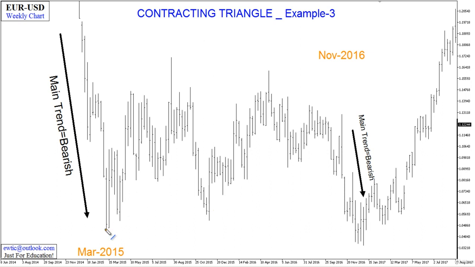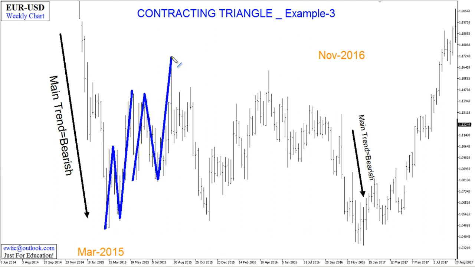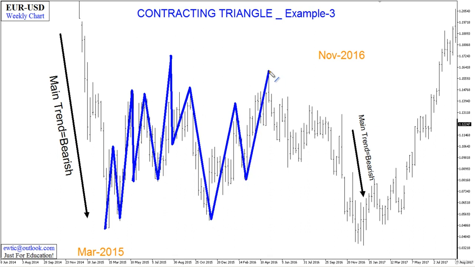So we have here a move up, down, up, right? Another move up, down, up, right? They are connected with this sharp move. Then we have a down, up, down. Then we have another up, down, up. Then we have another down, up, down. Then we have a very sharp up move.